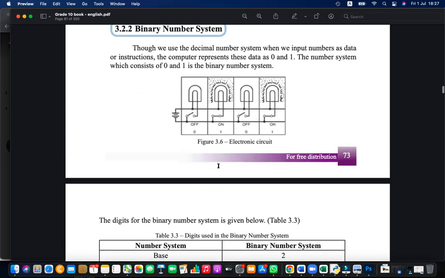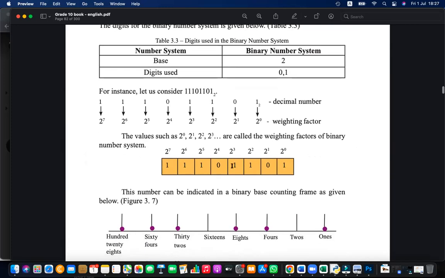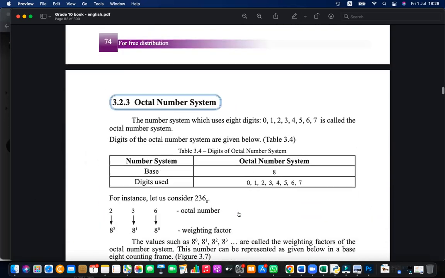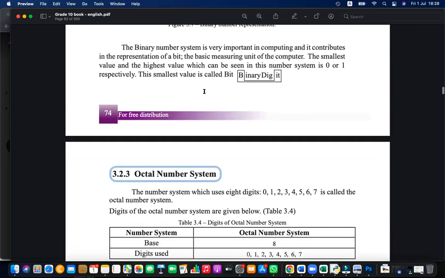In the binary number, you can see on, off: 0 1 0 1. Two symbols are represented using 0 and 1. And the positional value always doubles when you go from right to left, and from left to right it is half. So see this. The word binary digit comes from B and IT, bit. It is 0 or 1. That is the smallest value that you can represent in a computer.